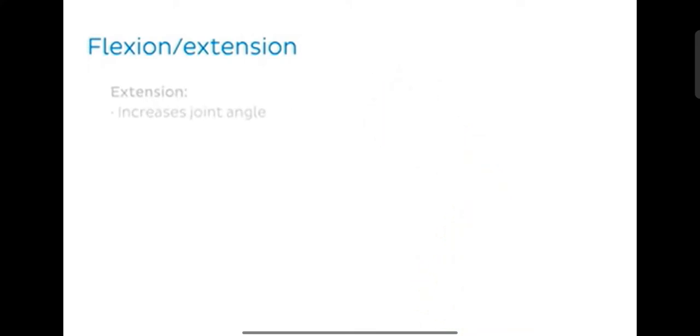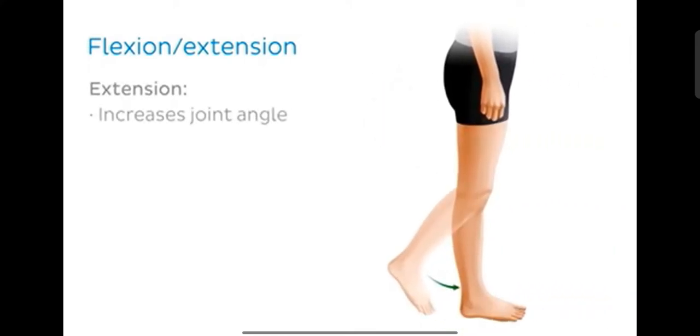Then we have extension on the other hand, which increases the joint angle in the sagittal plane. That angle behind the knee increases, and in this case from approximately 135 degrees to 180.